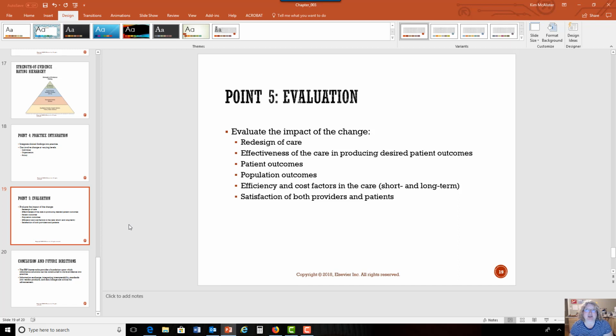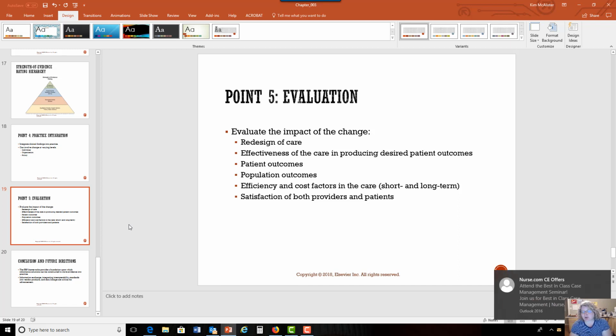Evaluation. So you've put new protocols in place. You've redesigned care. How effective was it? And the only way you can know that is if you have, along with your guidelines, set some type of criteria for evaluating it. Did that work with your patient population? Did it work with the population in general? Was this so expensive that it won't work?